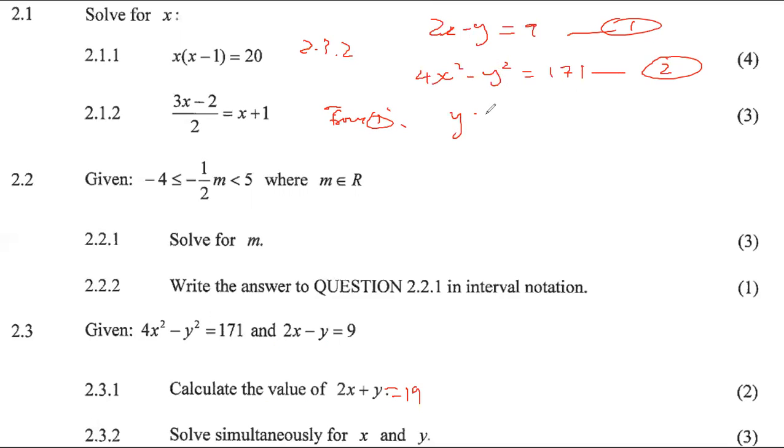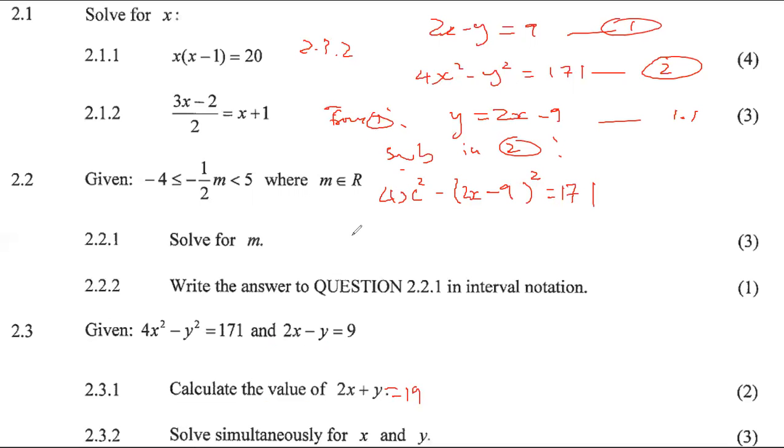So you can see that y is going to be 2x minus 9, okay? Whenever I substitute this in, I'll call this 1.1, I sub this in equation 2. If I substitute this in equation 2, what am I going to get? I'm going to have 4x squared minus, where I see y, I must put that thing there, minus (2x minus 9) squared, and that's 171.